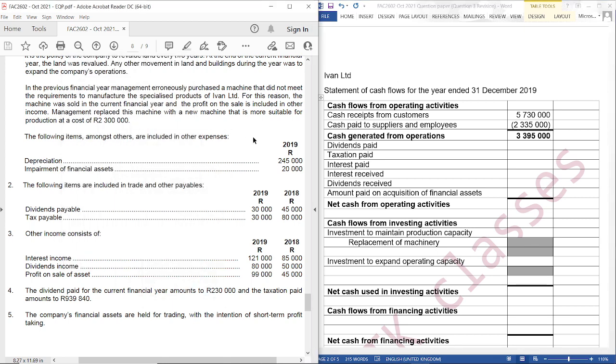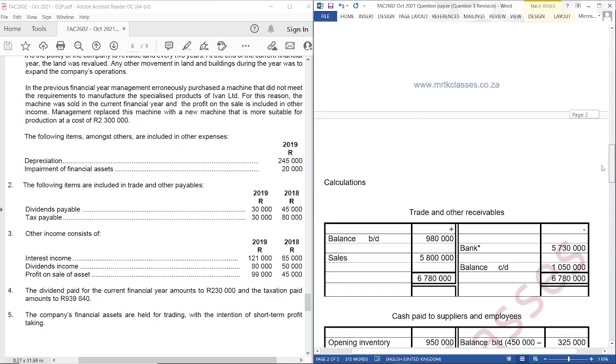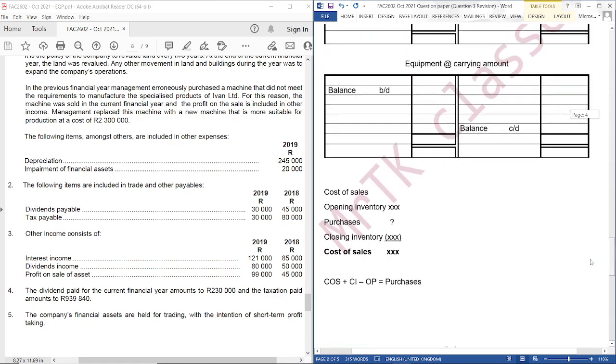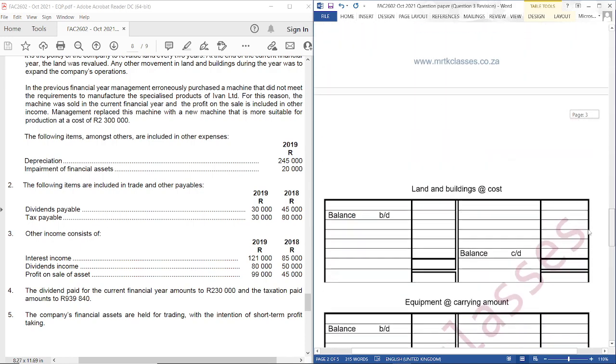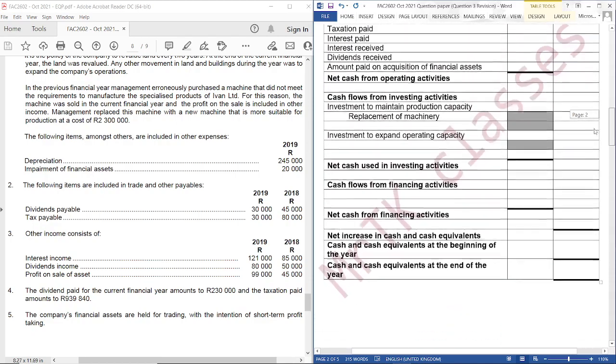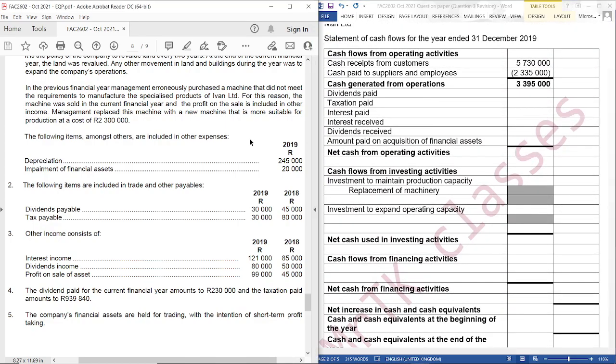Then let us calculate dividends paid. So what we are going to do, I just wanted to add something there, but let us look at the information that we are given first. We can see that dividends payable, we have this and this. You can see here on number 4, the dividend paid for the current financial year amounts to 230,000. So they gave us that amount, 230,000.